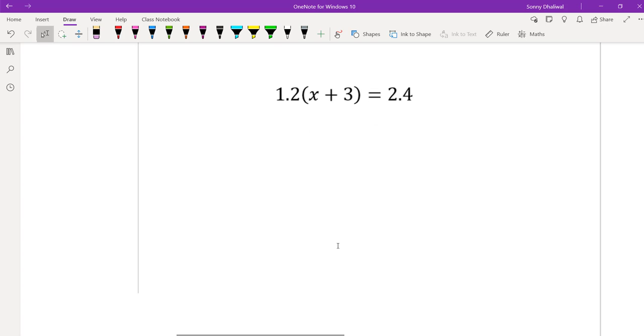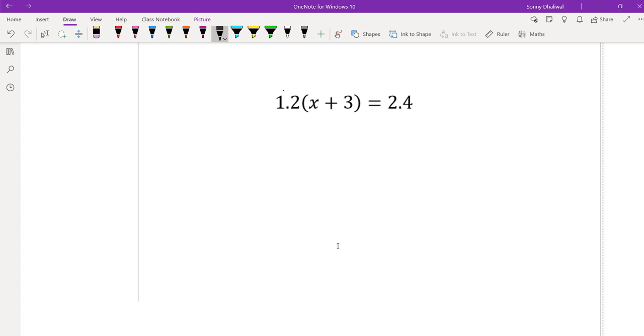So try this one by yourself. Remember, the first step is just to multiply through the brackets. Then solve it. All right, helping me out. We do the first multiplication. What do we get? 1.2 times x. What does that give us? Okay, doing the second multiplication. What does that give us? 3.6. Positive or negative? Positive. Don't forget your equal sign.